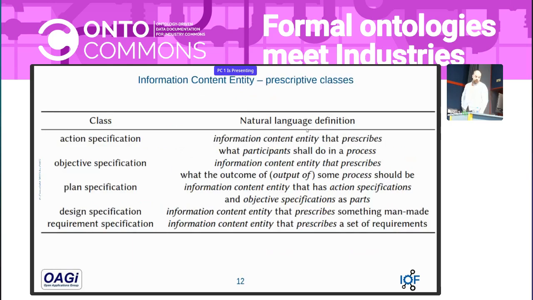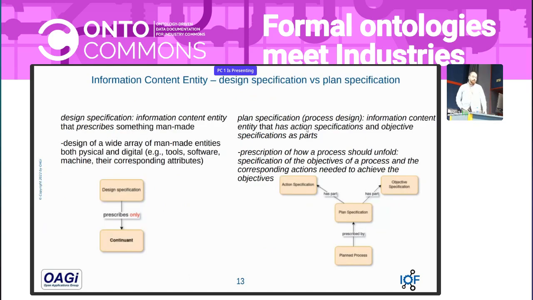The property prescribes was really utilized a lot in CORE to define a lot of specifications that are important for the industrial domain, which are summarized here. And those are, briefly, actions, objectives, plans, designs, and requirements. For the sake of time, I'm not going to go through all of them, but it's worth mentioning one peculiarity, and that is the difference between a design specification and a plan specification.